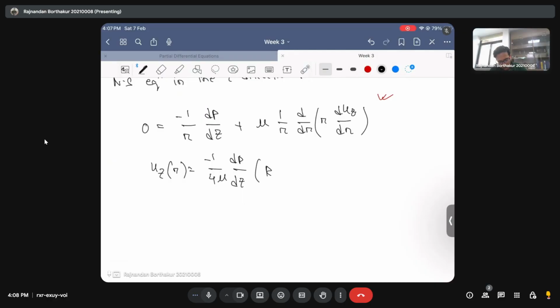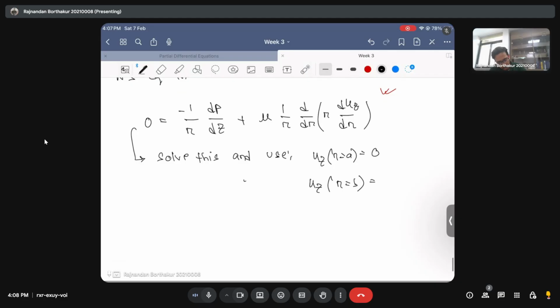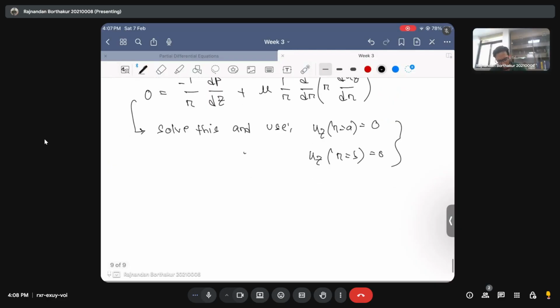So maybe what you can do is solve this and use the fact that your uz at r equal to a is 0 and your uz at r equal to b is 0. This is something that you can use, okay? And then just try to solve for uz as a function of r. I think that's all that you require to do, okay?